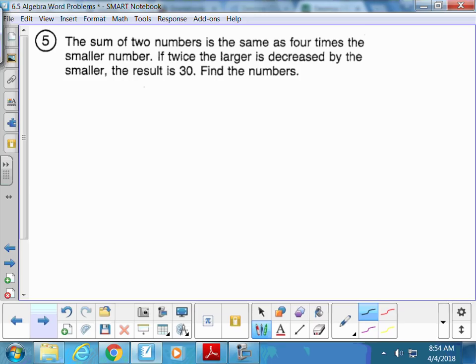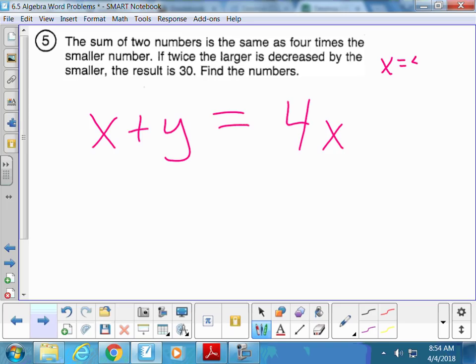Number 5, the sum of two numbers is the same as 4 times the smaller number. All right. Think about that a little bit. The sum of two numbers, that means we're going to be adding, is, the word is means equal sign, is the same as 4 times the smaller number. So I'll just have x be my smaller number on this one, and y be my larger. Let me make sure we did that right. The sum of two numbers is the same as 4 times the smaller. That looks good.